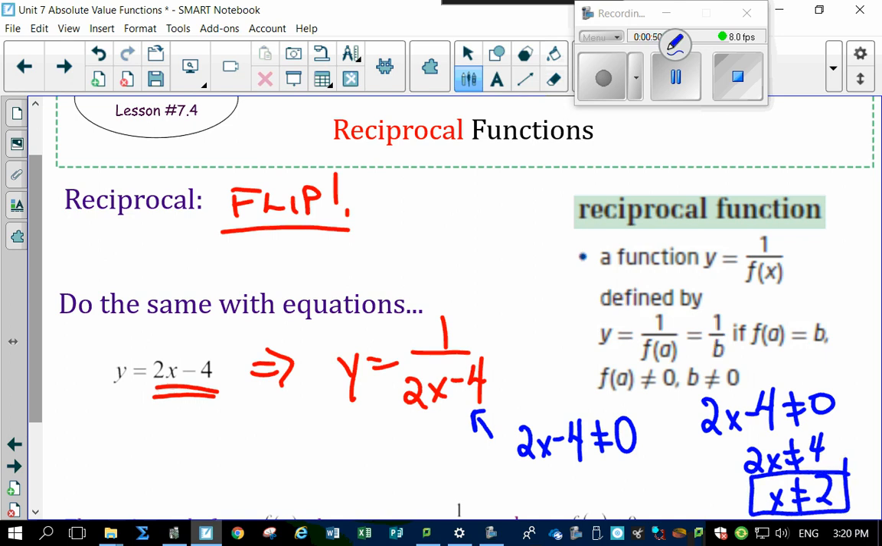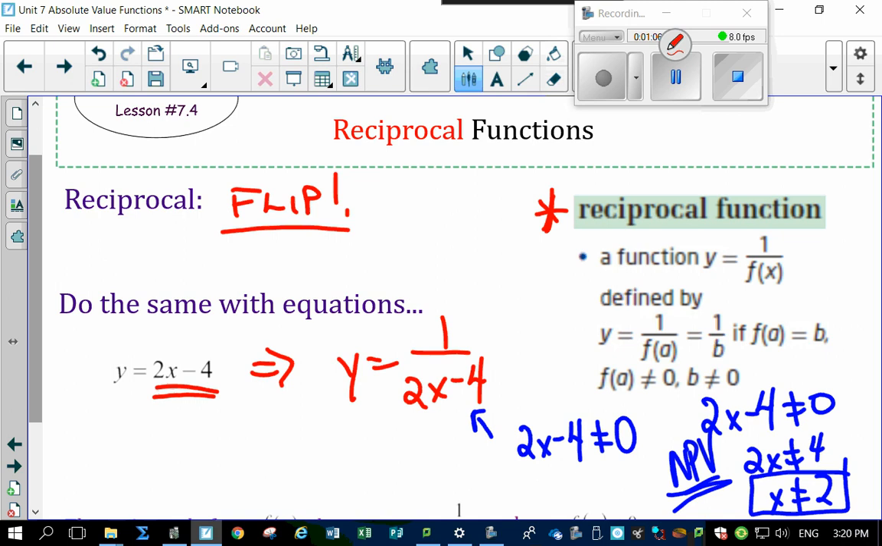So that becomes our NPV, and that's a non-permissible value. That becomes incredibly important as we go later on. So before we just leap into it, let's take a look at the definition out of your textbook.